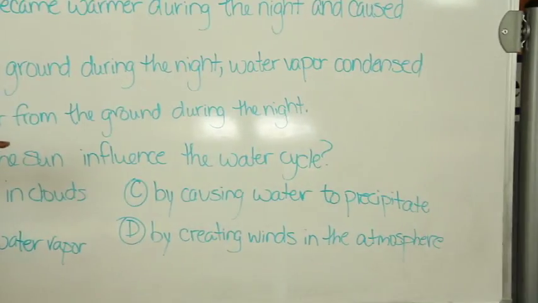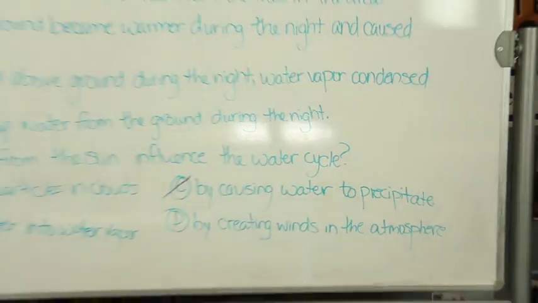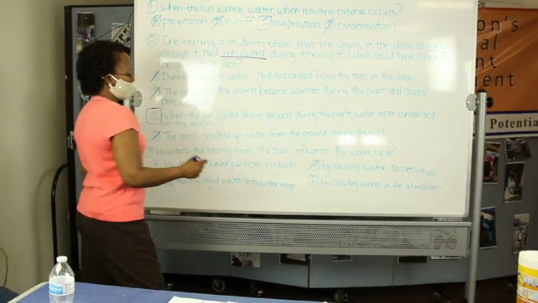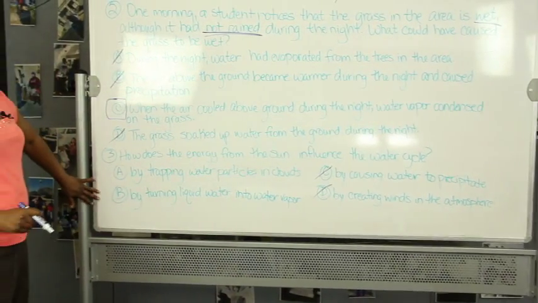C, by causing water to precipitate. Does the sun cause water to precipitate? Come back down to the earth? It doesn't. I'm going to definitely mark that one out. D, by creating winds in the atmosphere. Does the sun have anything to do with the winds in the atmosphere? Not so. Okay, so now we got to figure out between these two which one.